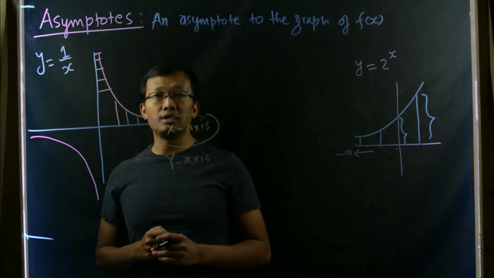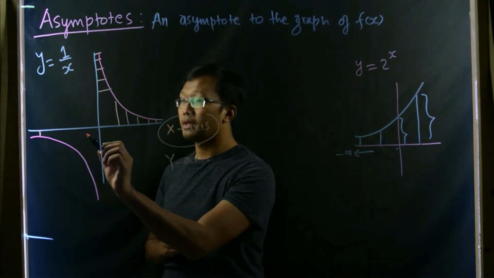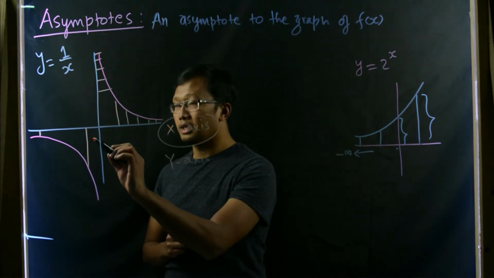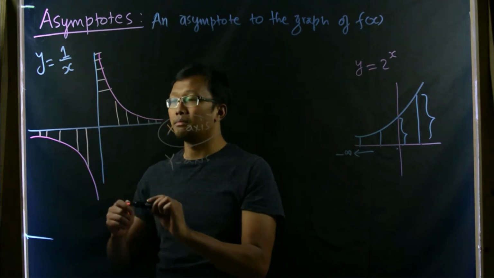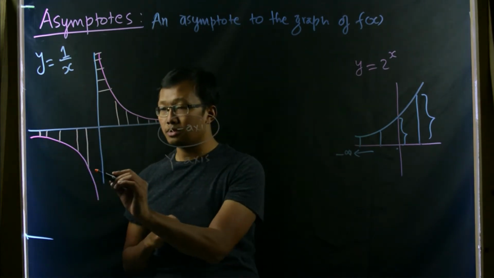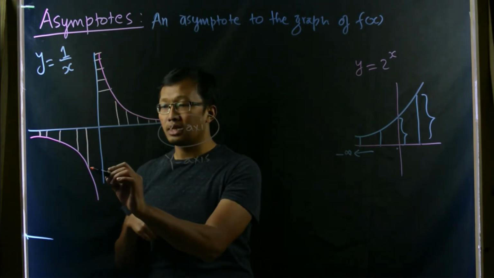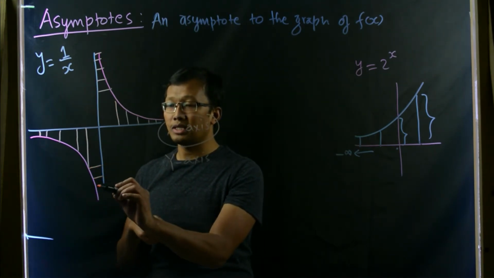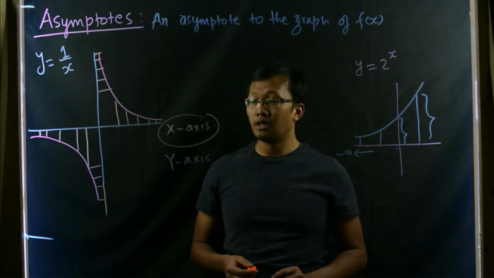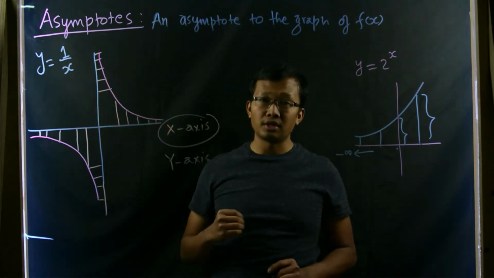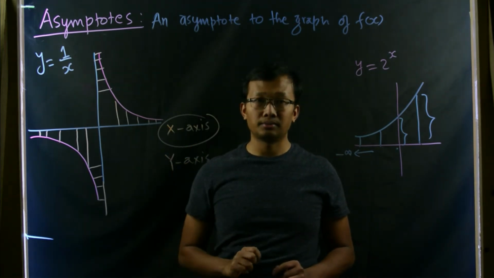And you can deduce the same thing here also. If you go towards negative infinity, the distance between the curve and the x-axis becomes lesser and lesser. Also, if you go towards negative infinity along the y-axis, the distance between the curve and the y-axis also becomes lesser. So this reciprocal function has two asymptotes, the x-axis and the y-axis.